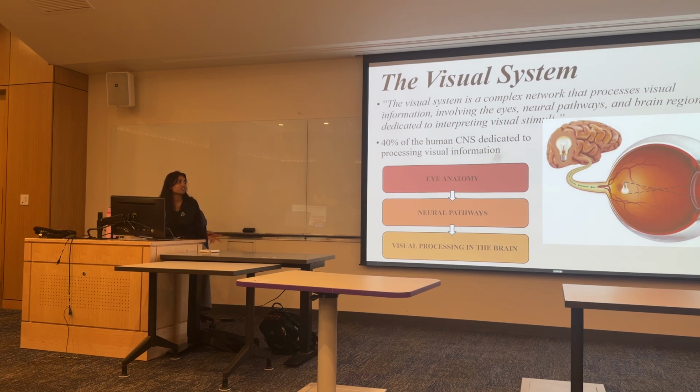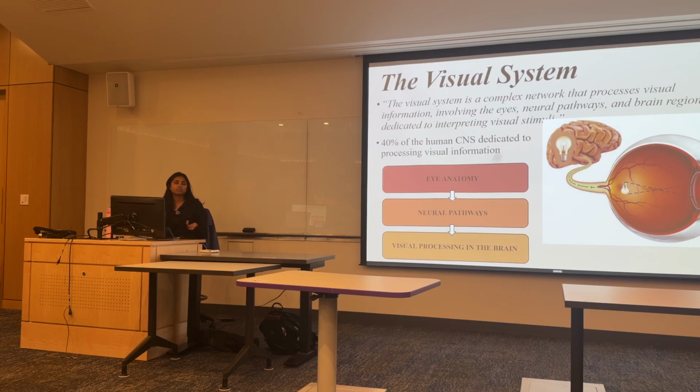Okay, and the visual system. The official definition that most people use is that it's a complex network that processes visual information, involving the eyes, neural pathways, and brain regions dedicated to interpreting visual stimuli. A fun fact: 40% of the human CNS is purely dedicated to processing visual information. That's how important it is. That makes sense because a lot of the things you interpret around you are through your visual system. So there's mainly three parts.